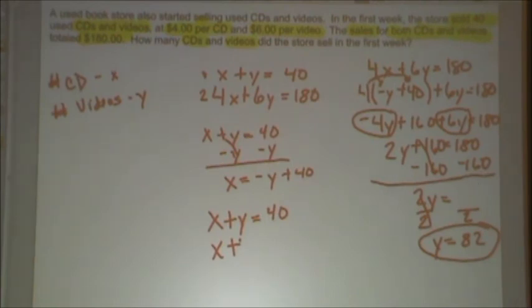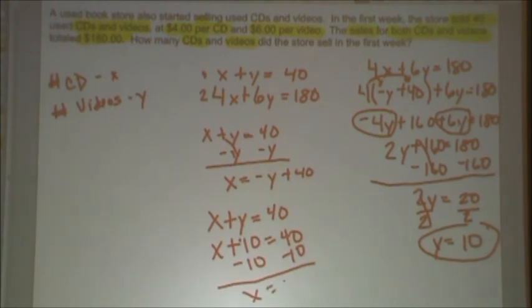So see, you got to catch yourself. Make sure it's making sense when you're doing it. And 20 divided by 2 is 10. So Y is 10. I'm going to plug the 10 in over here. Now that makes more sense. And then I'm going to subtract 10 from both sides. And I get X equals 30.